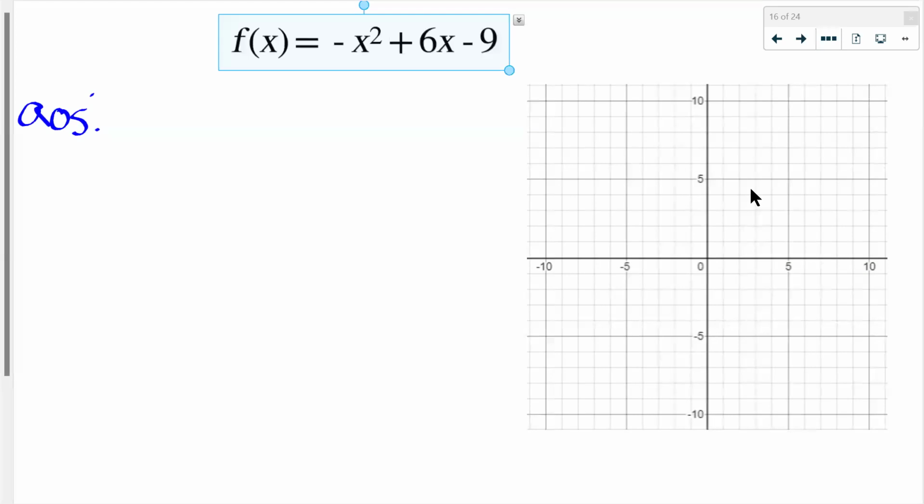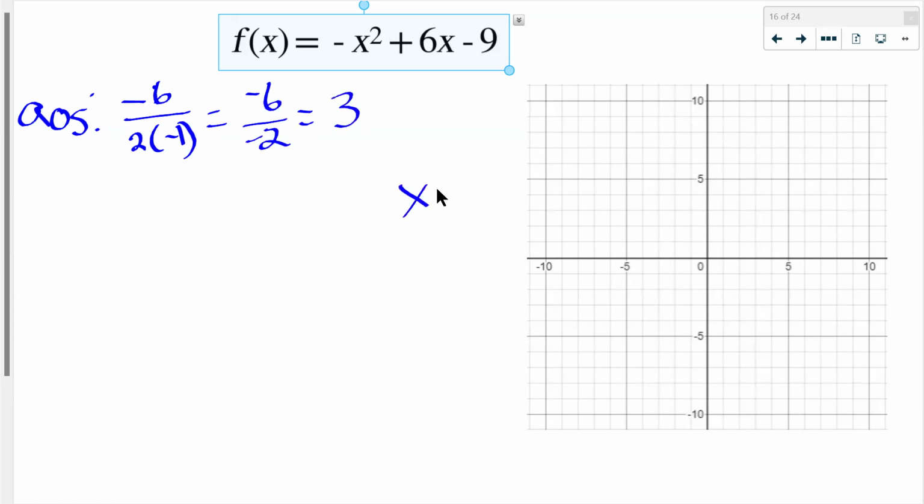This is the problem I want to do. So y equals -x squared plus 6x minus 9. So we're going to find our AOS. AOS, opposite of B, -6 over 2 times -1. So we have -6 divided by -2, which gives us an AOS of 3. We're going to draw our XY table.